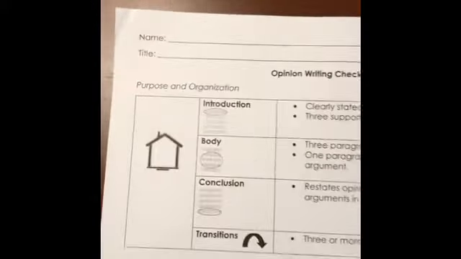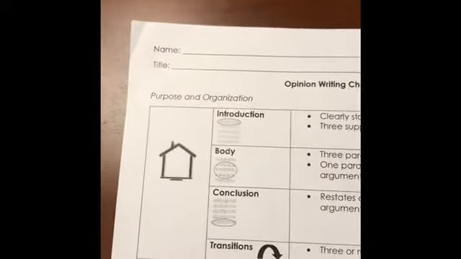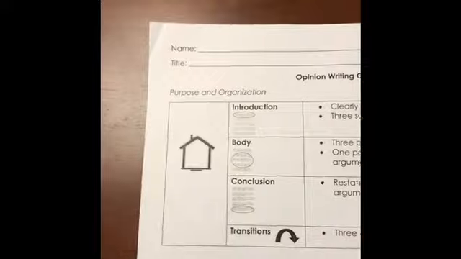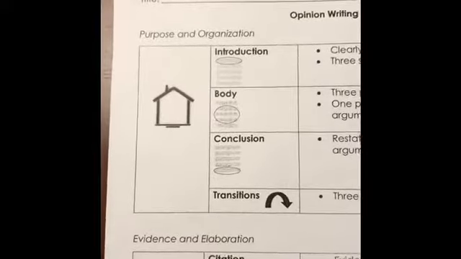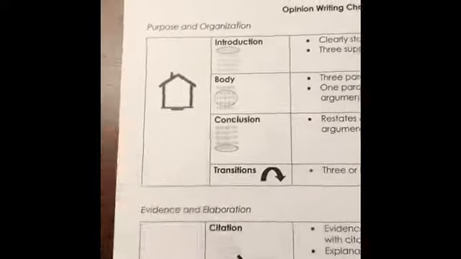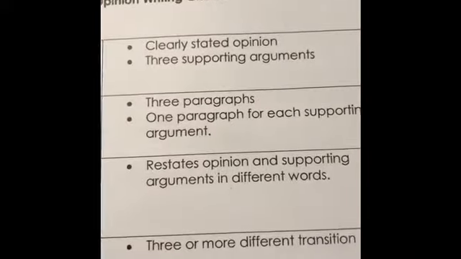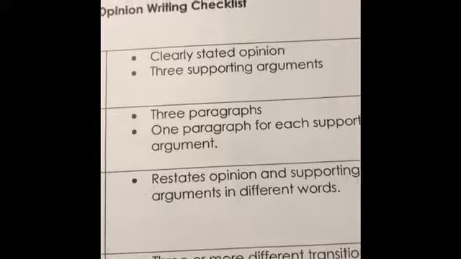So let's get started first with purpose and organization. Remember, a reader as well as a writer always starts by asking, what is the purpose? What was the author's purpose in writing this? Or what is my purpose in writing? And we know that the purpose is to persuade. So we are going to start with the introduction. The introduction clearly stated the opinion and 3 supporting arguments.